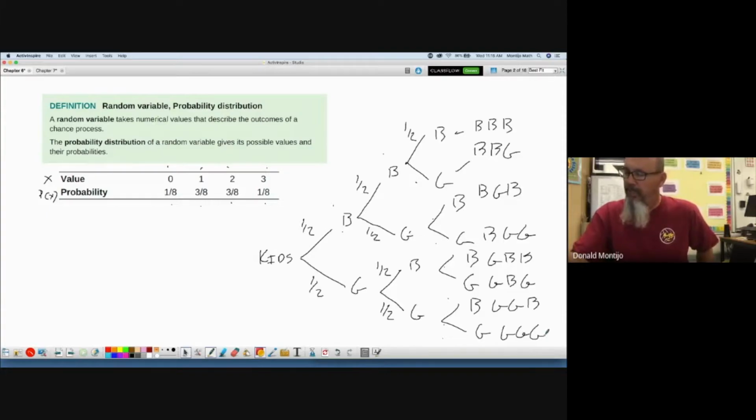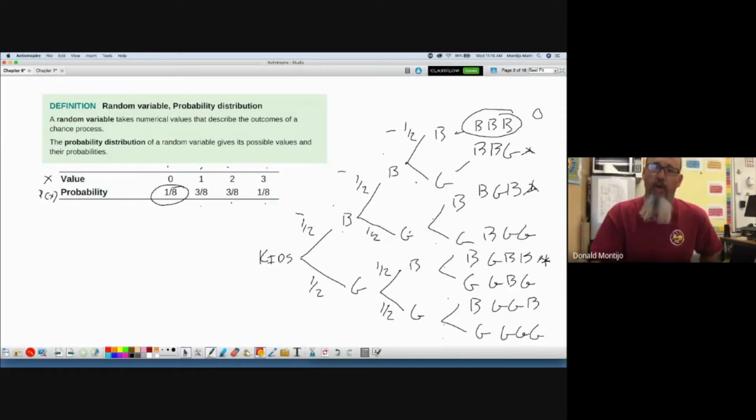So the first one up here would be having 0 girls. Well, that probability would be 1/8 because it would be a half times a half times a half. So that's where this 1/8 comes from right here, the probability of having 0 girls. Well, what's the probability of having 1 girl? I could have 1 girl here, or I could have one girl here, or I could have one girl here. So that would be 1/8 plus 1/8 plus 1/8, and that's where the 3/8 comes from. And this process continues for all of our possible outcomes.